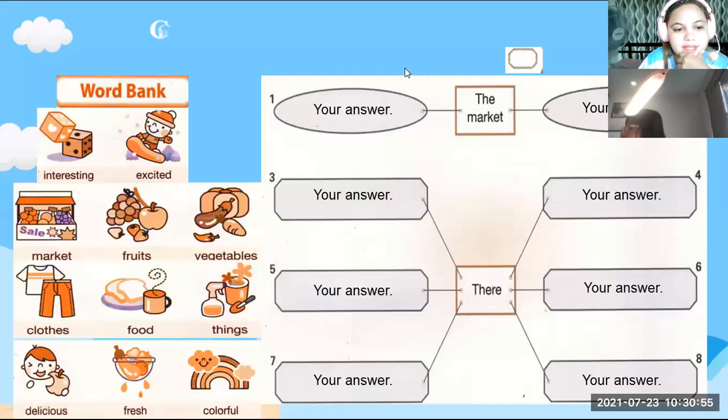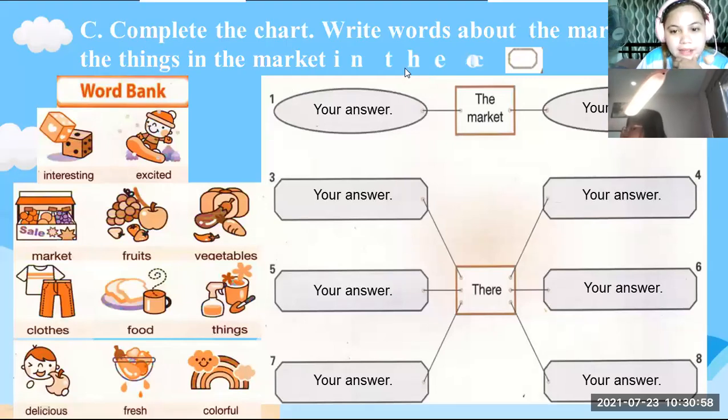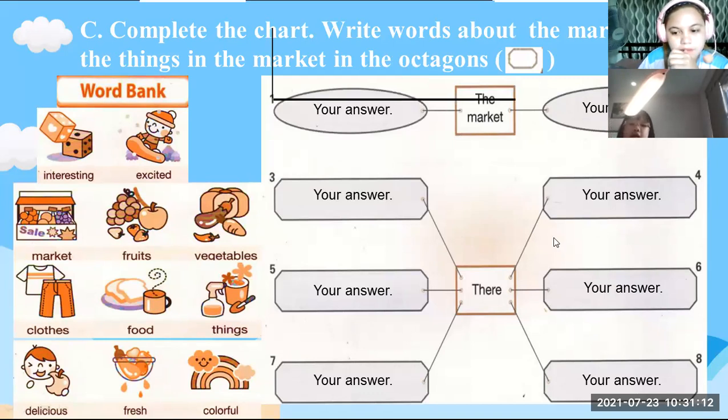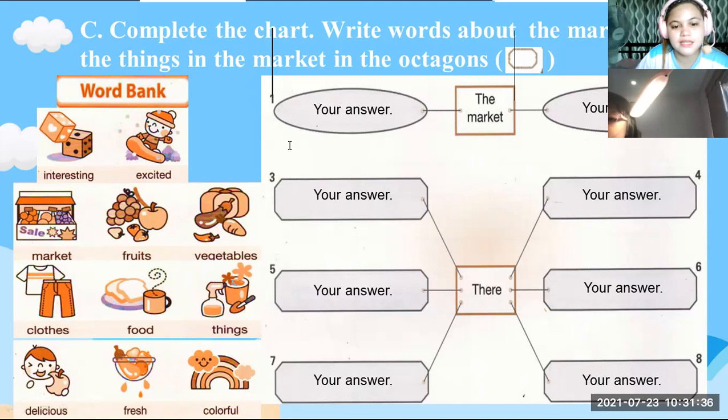Okay, let's make some sentences using the words in the word bank. So can you say the words in the word bank? Can you read it, please? Interesting. Exciting. Market, fruits, vegetable, clothes, food, things, delicious, fresh, colorful. Okay, so now, Han, we're going to make some sentences here, okay? So teacher will write your answer. Make a sentence about the market. Give me two sentences about the market.